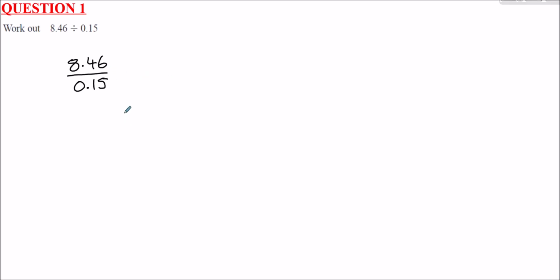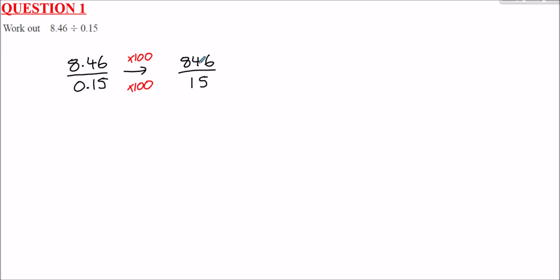So what I'm going to suggest we do here is to make the denominator into a whole number. The best and easiest way of doing that is usually just to multiply top and bottom of a fraction by 100. So if I multiply top by 100 and the bottom by 100, this will then convert this fraction into its equivalent, 846 over 15. So now we have this. What we can do is see if we can do this division. So basically, how many 15s go into 846?